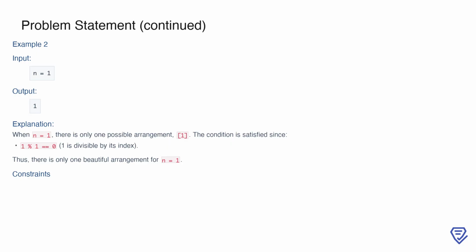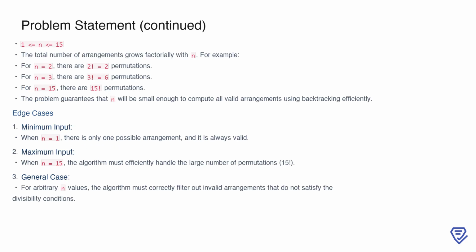Now, let's take a look at the constraints of the problem to better understand the scope of possible inputs and outputs. The constraints for this problem specify that n will always be between 1 and 15, inclusive. As n increases, the number of possible arrangements grows factorially. For instance, when n is 2, there are 2 factorial, or 2, possible permutations. When n is 3, there are 3 factorial, or 6, permutations, and for n equal to 15, there are 15 factorial permutations, which is a very large number.